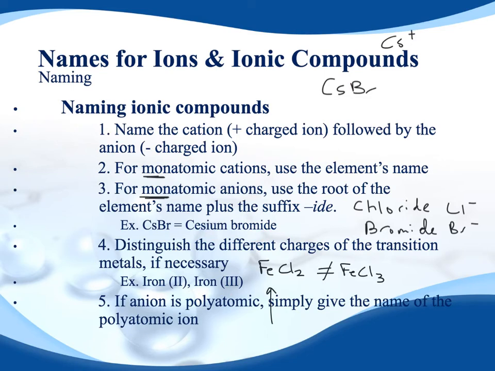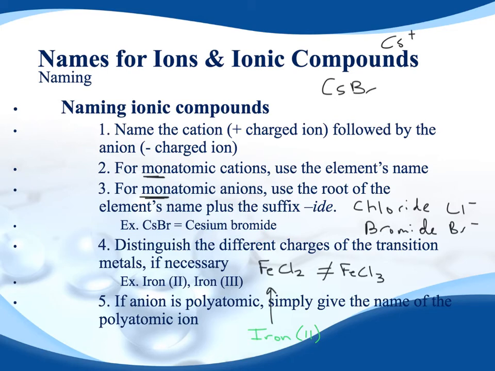So for FeCl2, you still name it iron, and what goes in the parentheses is the charge on the iron atom. How do you know that? You look at what it's bonded to. A chloride ion is a -1 charge. You've got 2 of them, so there's a total of -2 charge, which means that iron has a +2 charge. So we indicate that with a 2 in Roman numerals in the parentheses following iron.